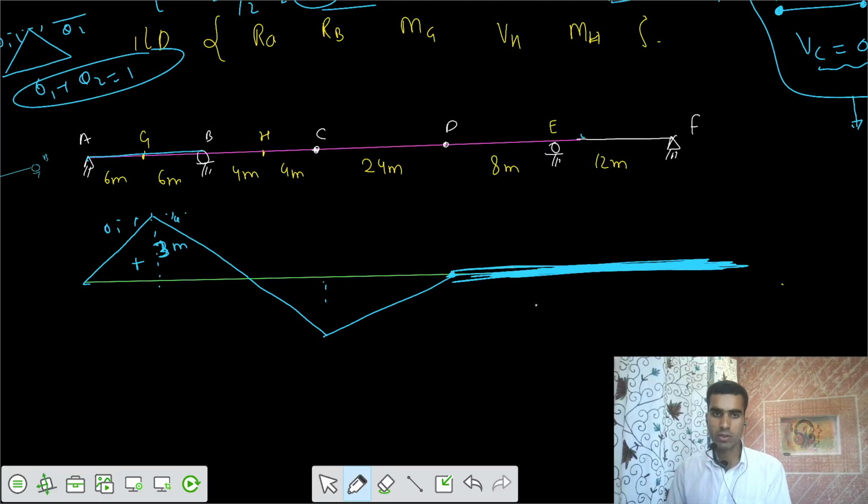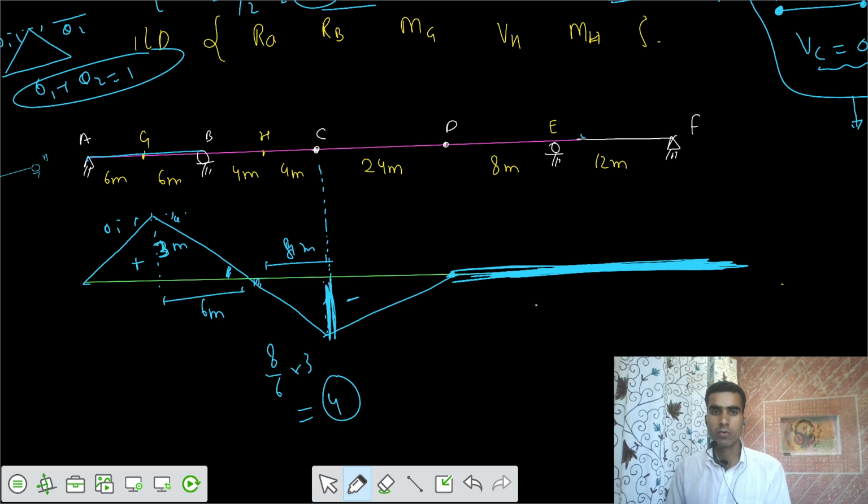Now, by similar triangles, can you say what is the value? If this is theta, this is also theta. You have an ordinate of 3 for the length of 6, and similarly for the length of 4. This is not 4 meter, this is 8 meter. This is 8 meter, this is 6 meter. So the ordinate would be 8 by 6 of 3. That is 24 by 6, 4 units negative. Negative 4 would be the ordinate here. Here the theta is the same value as that of this one.